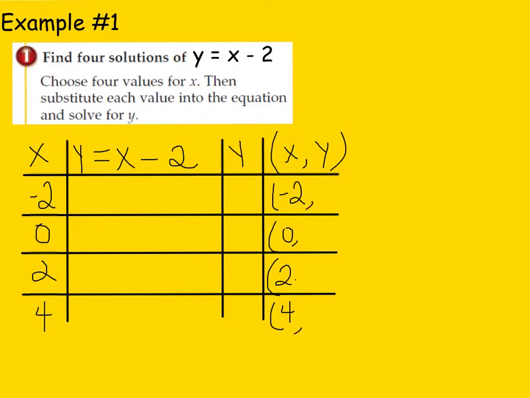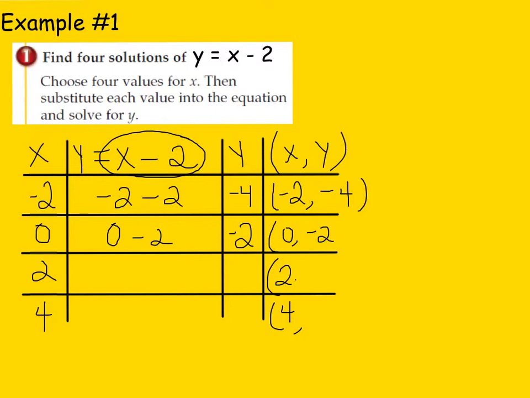In order to figure out what the y-coordinate is going to be, we need to use our equation. What we're going to do is take x minus 2 and substitute in our values of x for the x in the equation. For example, if we plug in negative 2 for x, I end up with negative 2 minus 2, which is negative 4. That means that y is equal to negative 4, and I can put it over in my ordered pair. Now we're going to plug in 0 for x. So we end up with 0 minus 2. 0 minus 2 is negative 2. So our y-coordinate for that one is negative 2.